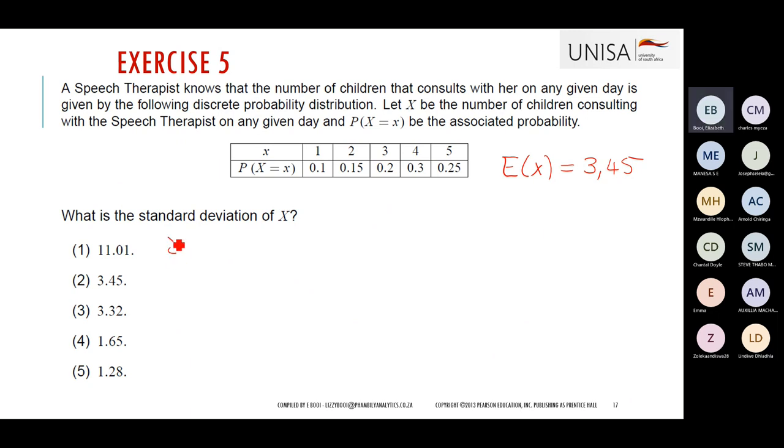Remember the standard deviation formula, if I can just give you the formula, is the square root of the sum of your observed minus the expected squared times its corresponding probability. So you can come here and do x minus the expected squared, and then also do the same and multiply that with the corresponding probability. Or you can do it all at once times its corresponding probability. You can do that all at once.